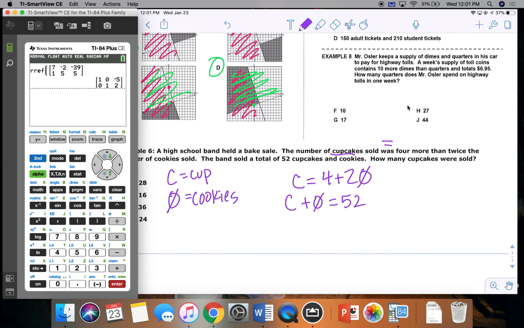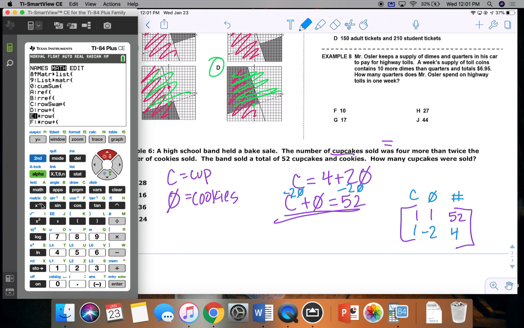So I want to use matrices. This equation is already set up: 1 cupcake, 1 cookie, 52. This one is not, so I need to subtract 2O, and I put in cupcakes, cookies, and number. So I'll have 1 cupcake, negative 2 on the cookies, and 4 for the total. And then plug into matrices. Second matrix, math, B, enter, alpha, zoom, and I have 1, 1, 52, 1, negative 2, and 4.